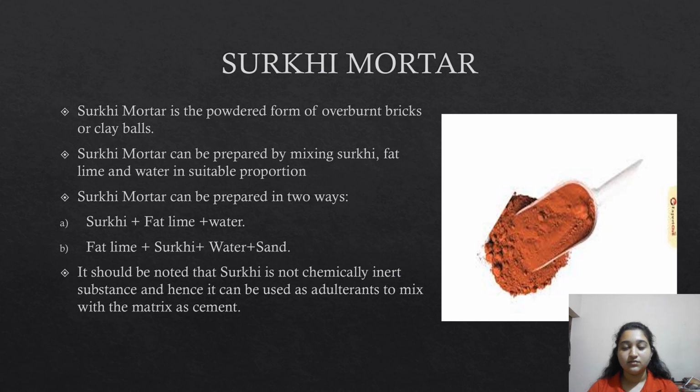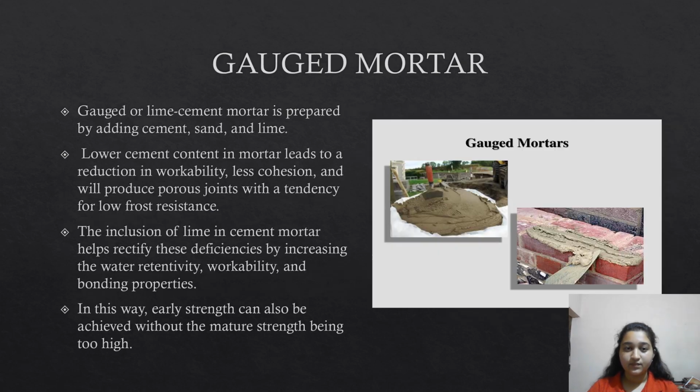Surki mortar. Surki mortar is the powdered form of overburnt bricks or clay balls. Surki mortar can be prepared by mixing surki, fat lime and water in suitable proportion. Surki mortar can be prepared in two ways: surki plus fat lime plus water, or fat lime plus surki plus water plus sand. It should be noted that surki is not a chemically inert substance and hence it can be used as an adulterant to mix with the matrix as cement.